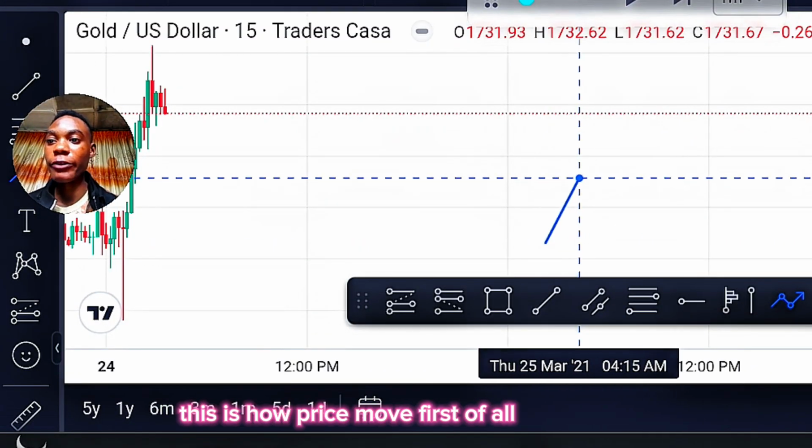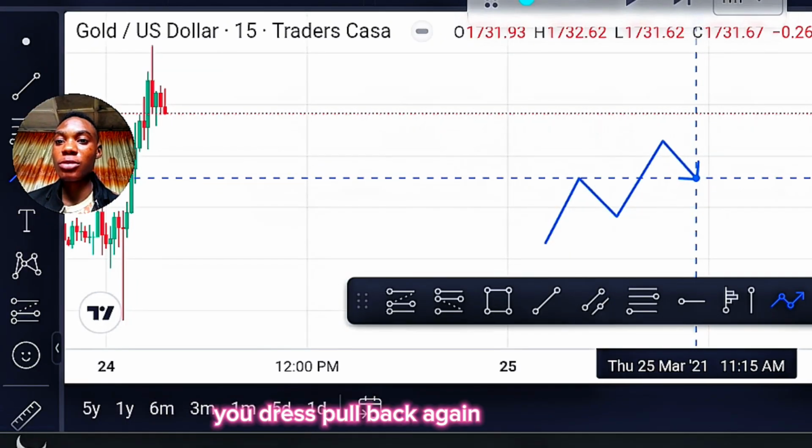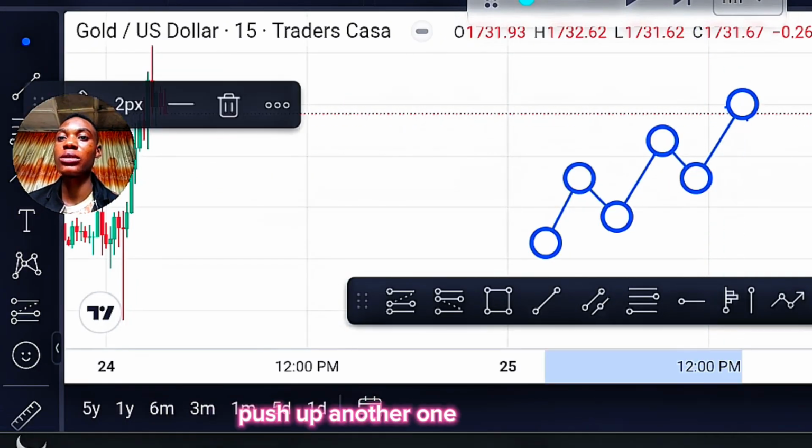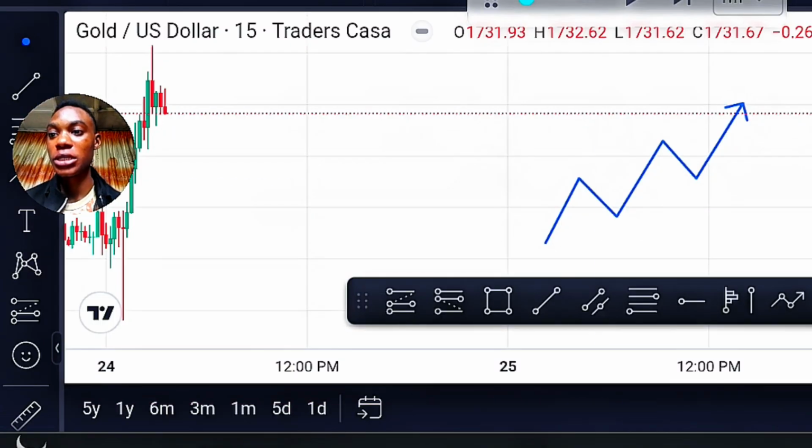This is how price moves. We first of all push up. If it's a bullish market, we push up, retrace, pull back, and push up another one. So that is how price often moves when it is in a bullish trend.